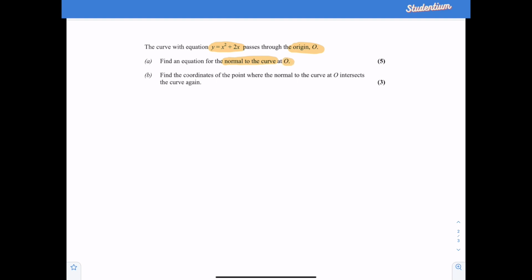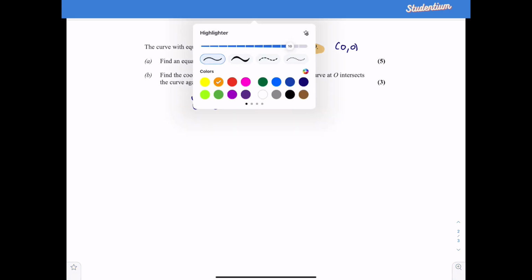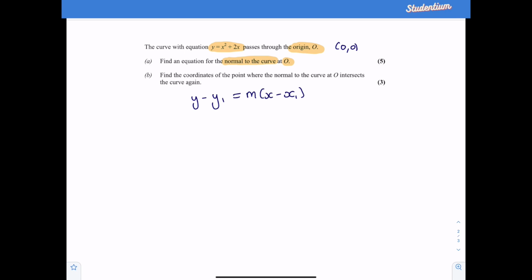So the origin means it's the point 0, 0. And the equation of a straight line, which the normal is, we know we have the equation y minus y1 equals m(x minus x1). And in this case, we're being asked to find the normal of the curve at the origin. So that means they've given us what our coordinates for x1 and y1 are. It's going to correspond to that 0, 0 of the origin. So we'd substitute those in.